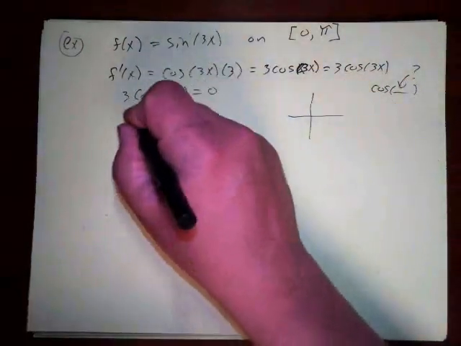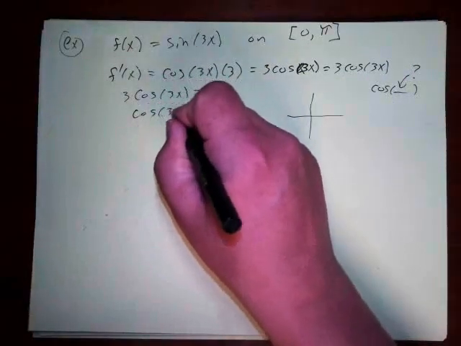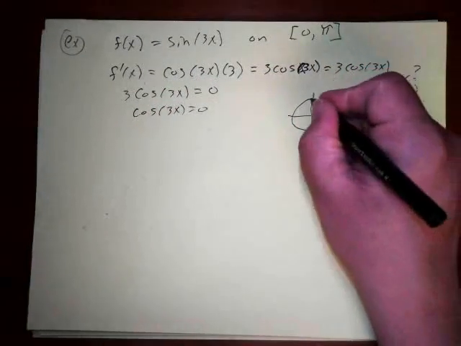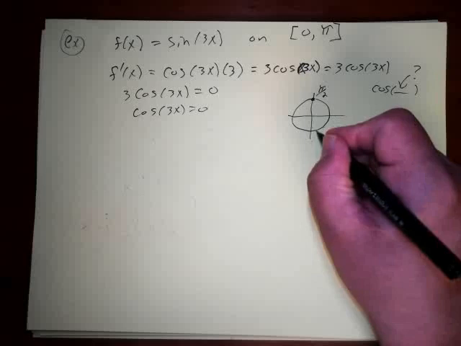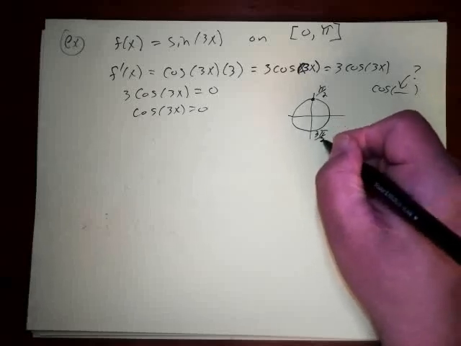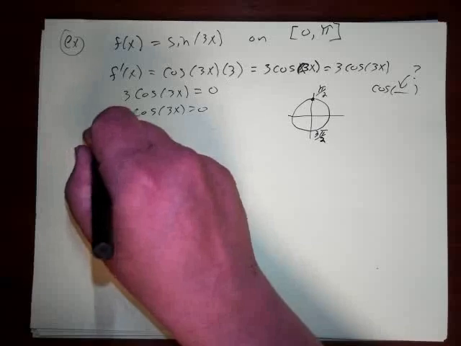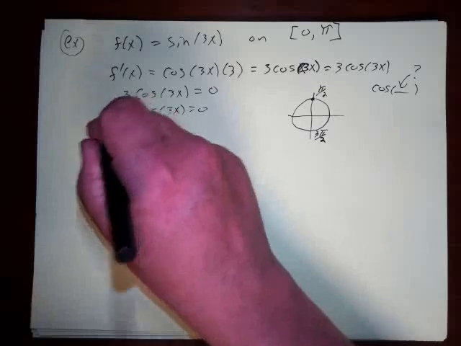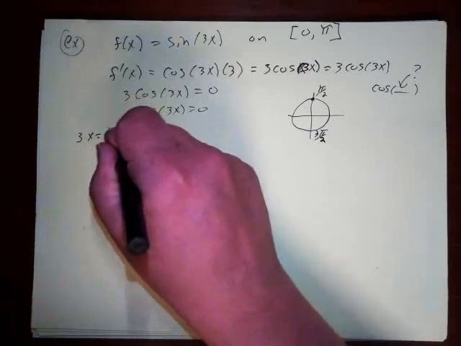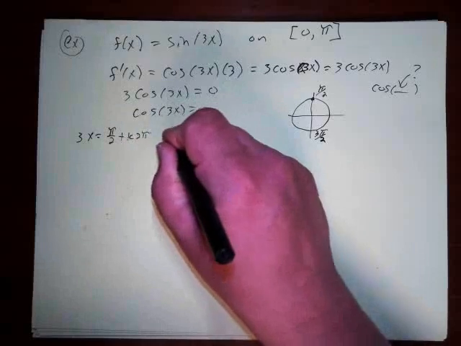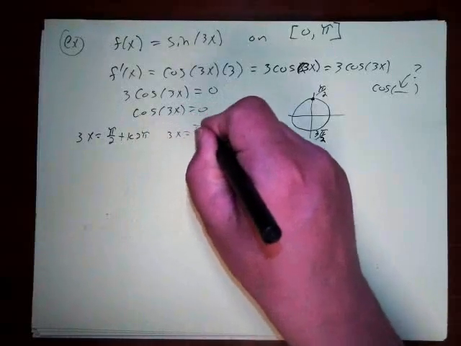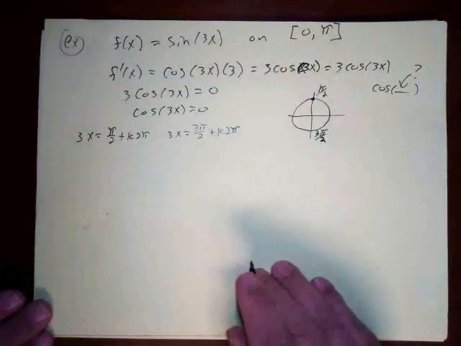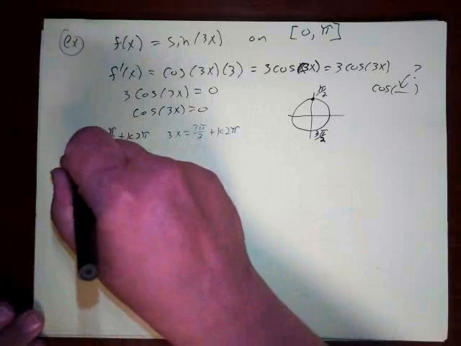Okay, so let's see how this is done. I could divide both sides by 3, so then I'm just asking, when is this equal to 0? So here's my unit circle. The cosine of x is equal to 0 at pi over 2 and 3 pi over 2. So what I'm going to do is set up an expression for all of the solutions for each of these. It'll be 3x is equal to pi over 2 plus k times 2 pi, and 3x is equal to 3 pi over 2 plus k times 2 pi. So I'm using the 3x there. And then I divide both sides by 3.